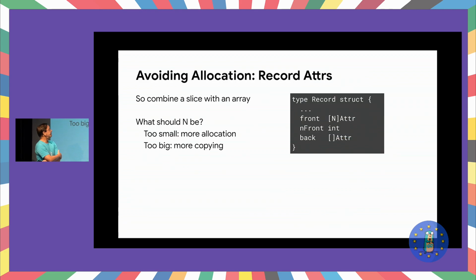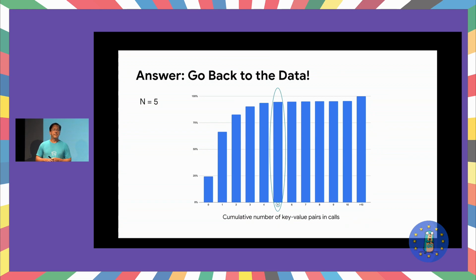So what did we do? We put a little array in the record of size n. And that array holds the first n Attrs, no allocation. It's just there as part of the record. And then we use a slice if there's more than n. So what is n? If it's too small, we'll allocate on a lot of log calls. And if it's too large, we'll have this large record that has to get copied. Well, we know the answer to this question because we did the research, and it's 5. We know that if n is 5, we're going to capture about 95% of all logging calls. That seems perfectly good. Okay?